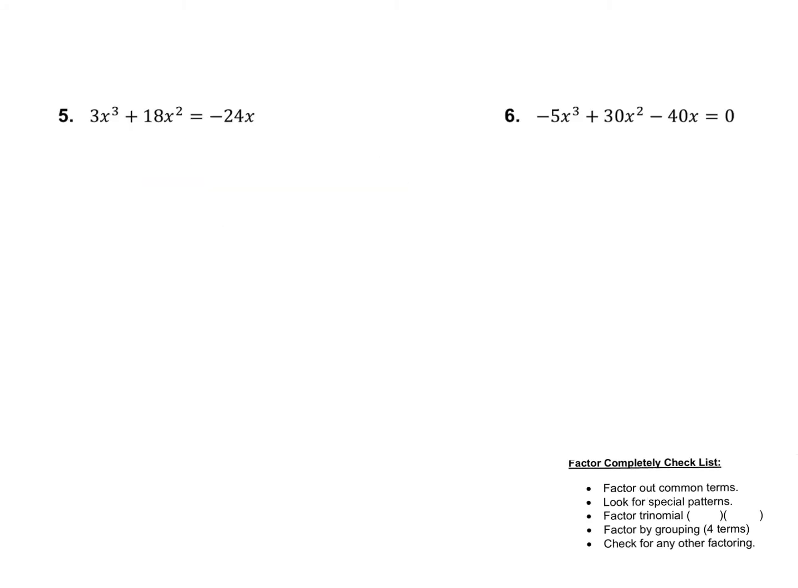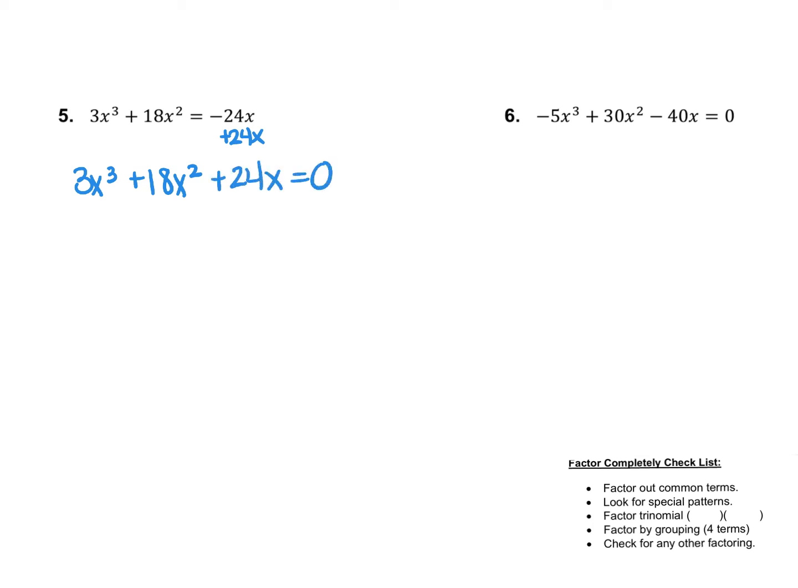All right, so now I have 3x to the third plus 18x squared minus 24x. First of all, let's make everything equal to 0. So to do that, remember, I'd have to add this 24x on both sides. So I'll have 3x to the third plus 18x squared plus 24x is equal to 0.